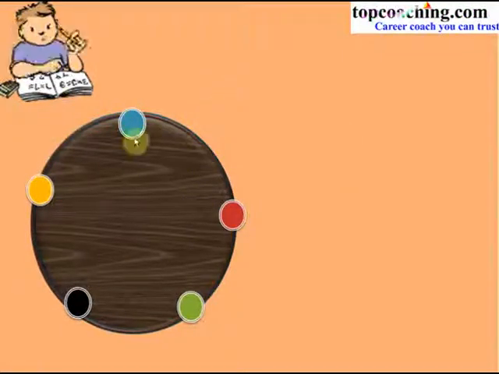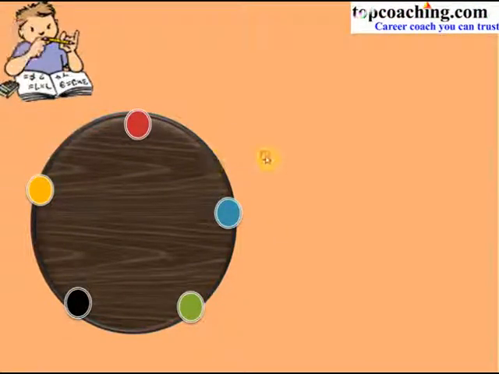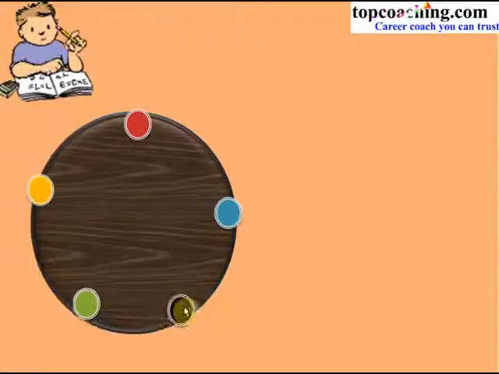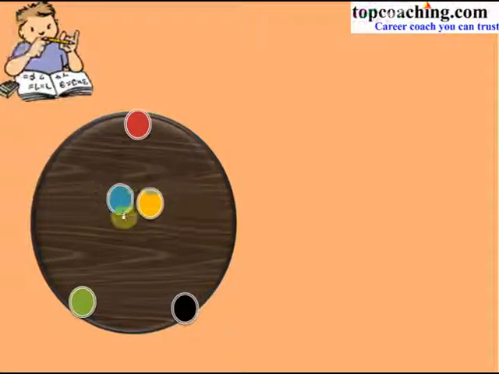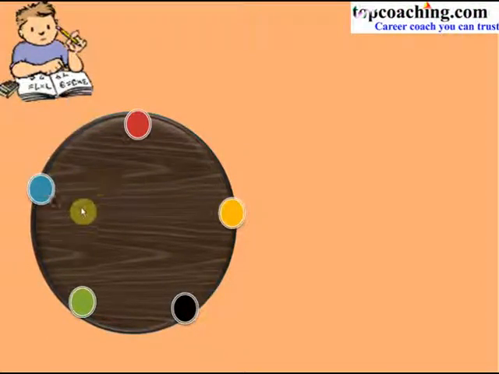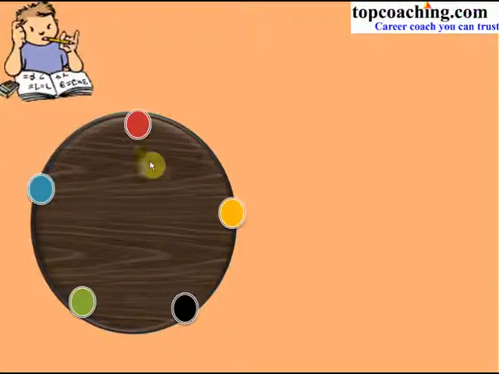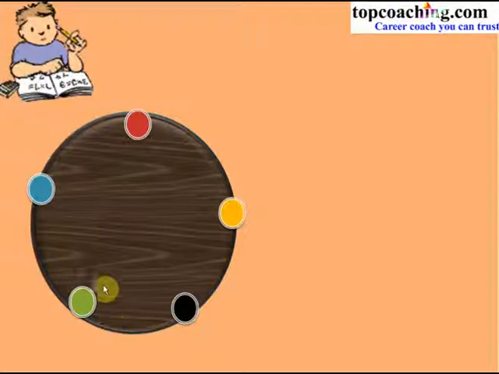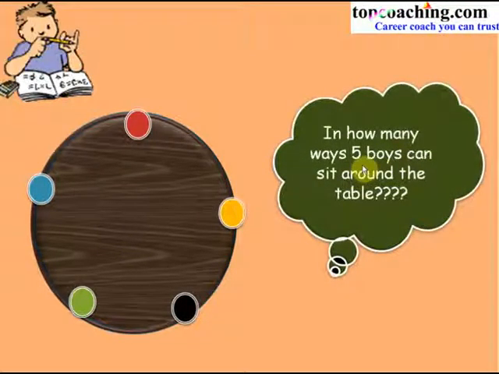Let us say that we have got boys and they are sitting around this table. Now, they can be arranged in this way. They can be arranged in this manner. Or these 2 boys exchange their places and they can be arranged in this manner. So you see there are so many ways of arranging these 5 boys around the table. Now again the same question, in how many ways can these 5 boys sit around the table?